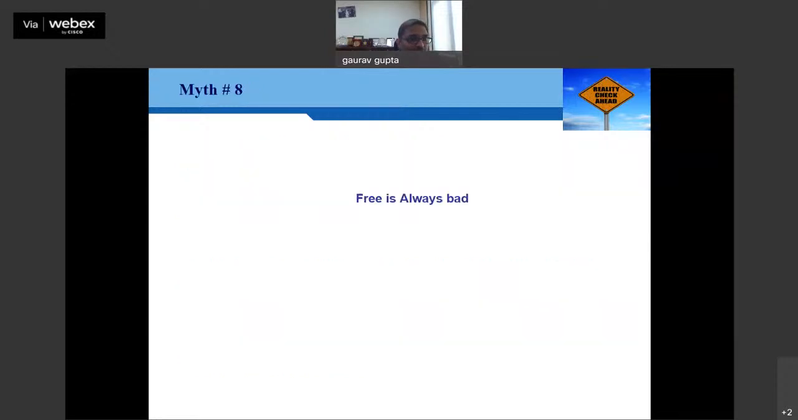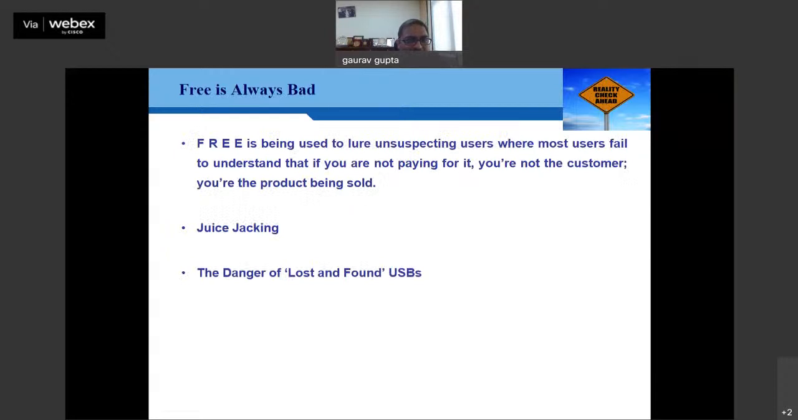We think free is good. According to me, free is not good. Starting from your Gmail to free Wi-Fi to free charging points, which are there at airports and shopping malls, they all are problematic. Move on to the next slide, please. Free is being used to lure you into doing something which you wouldn't otherwise do.